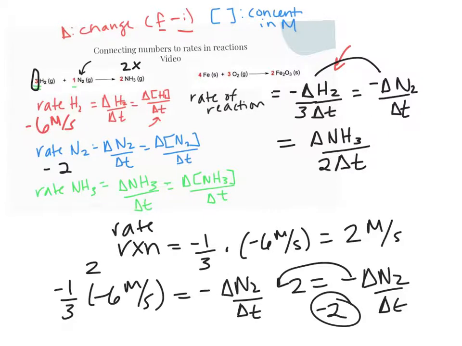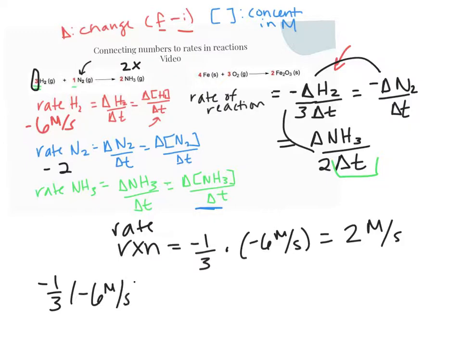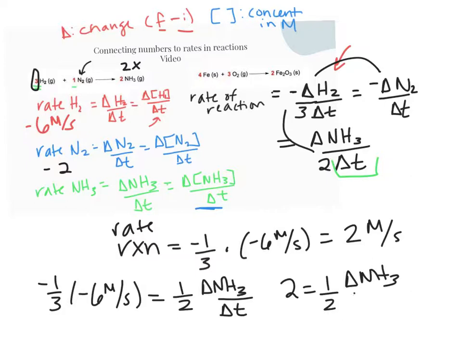So let's also do the last one. From this data, can we figure out the NH3 rate? And remember, when we're solving for a rate, we're solving for what we said over here was its actual formula. This piece, without the 2, that's what we're looking for. That's the rate of NH3. So then we can put these two together. Negative 1/3 times that rate is equal to 1/2 times the rate of NH3. So what I'll get is 2 equals 1/2 delta NH3 over delta T, multiplied by 2, so 4 is the rate of NH3.